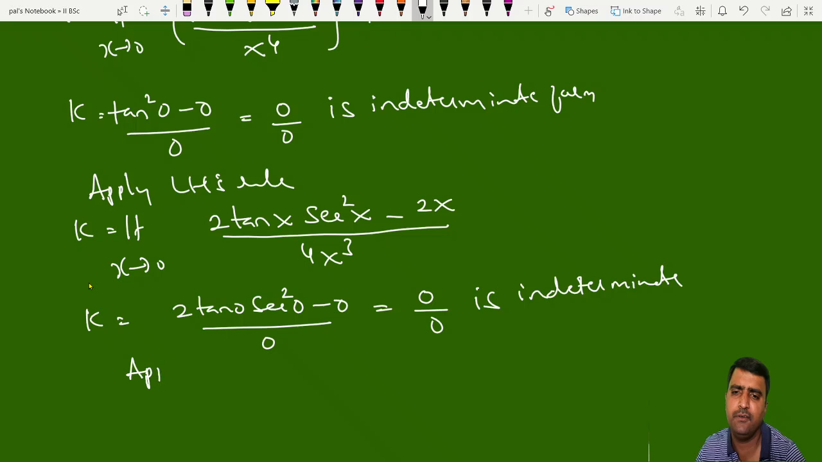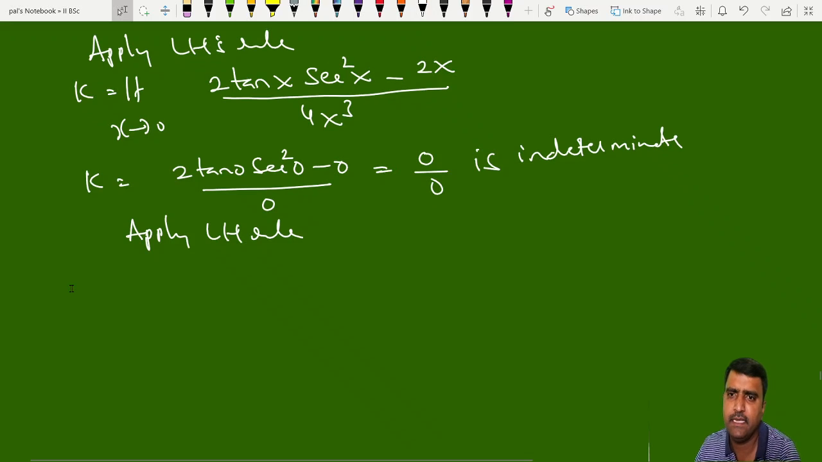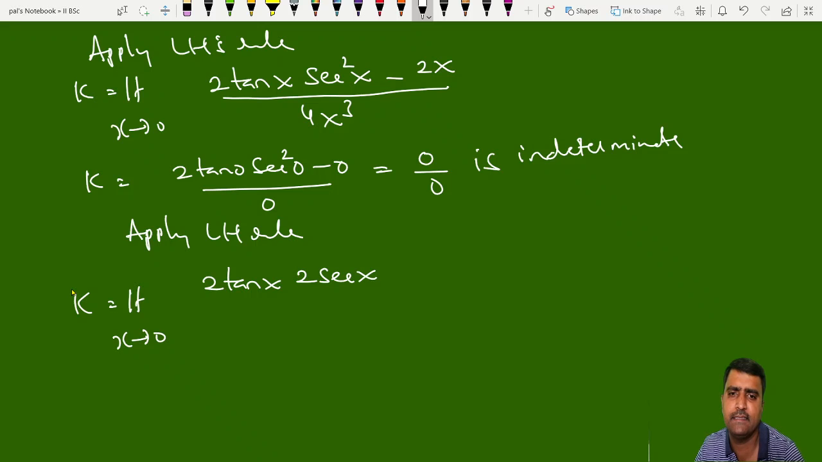So again apply L'Hospital's rule. Then k is equal to limit x tends to 0. We have to differentiate this, 2 tan x secant square x minus 2x by 4x cube. You take 2 tan x as it is. Differentiation of secant square x is 2 into secant x, differentiation of secant x is secant x into tan x, plus differentiation of 2 tan x is 2 into differentiation of tan x, which is secant square x, and you keep this secant square x as it is.